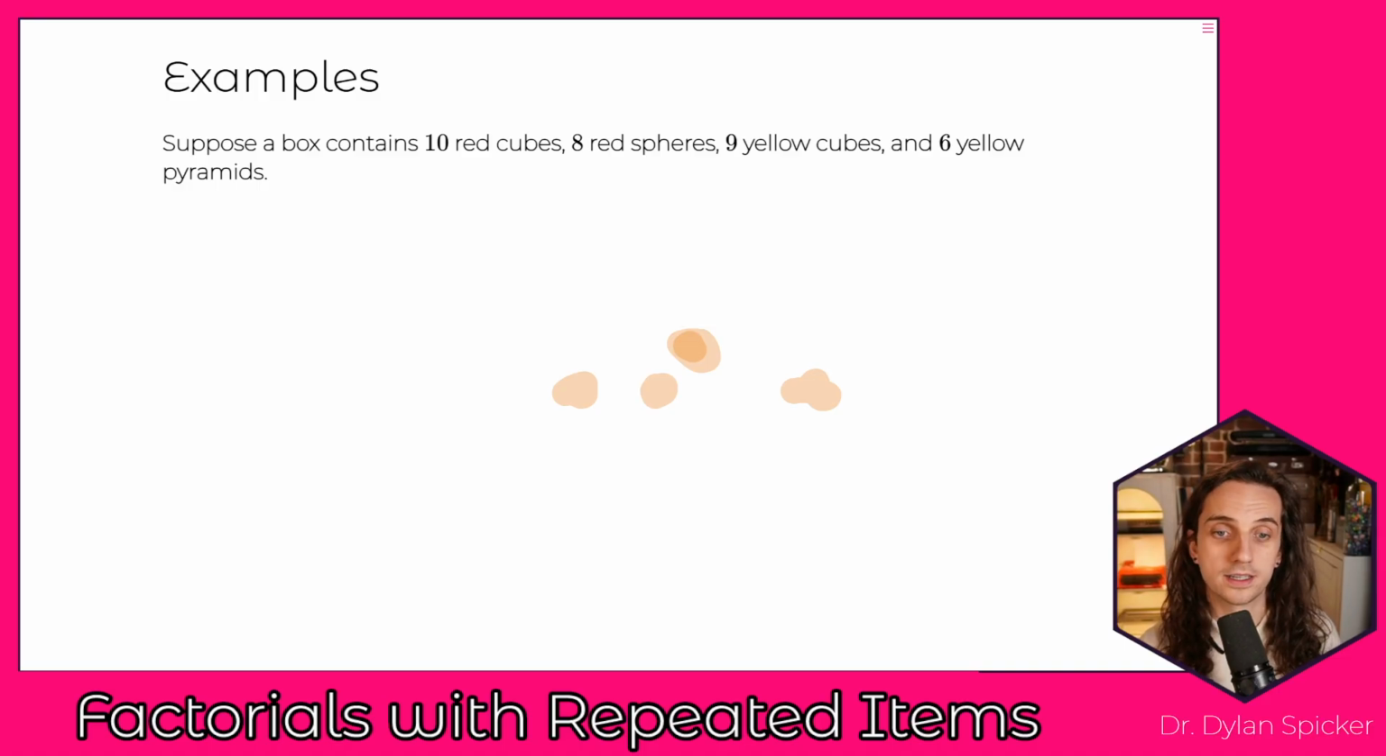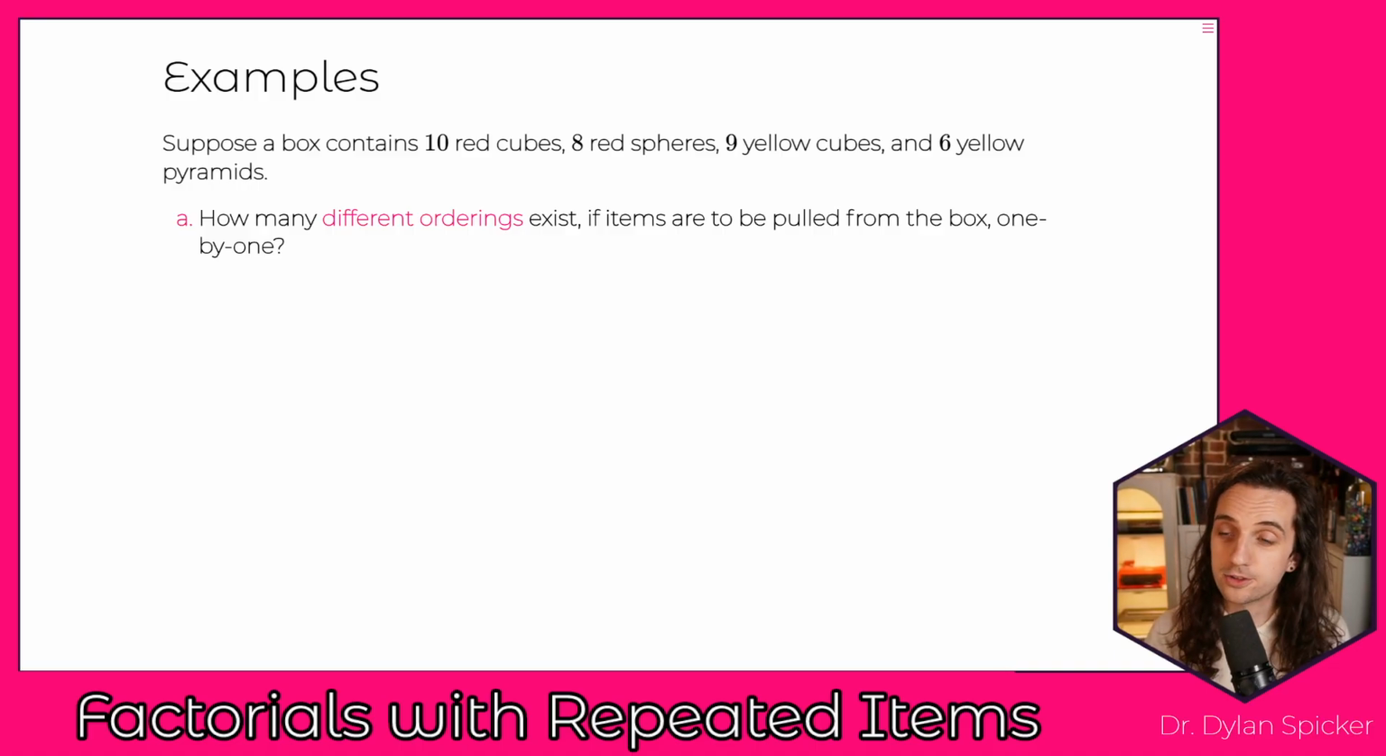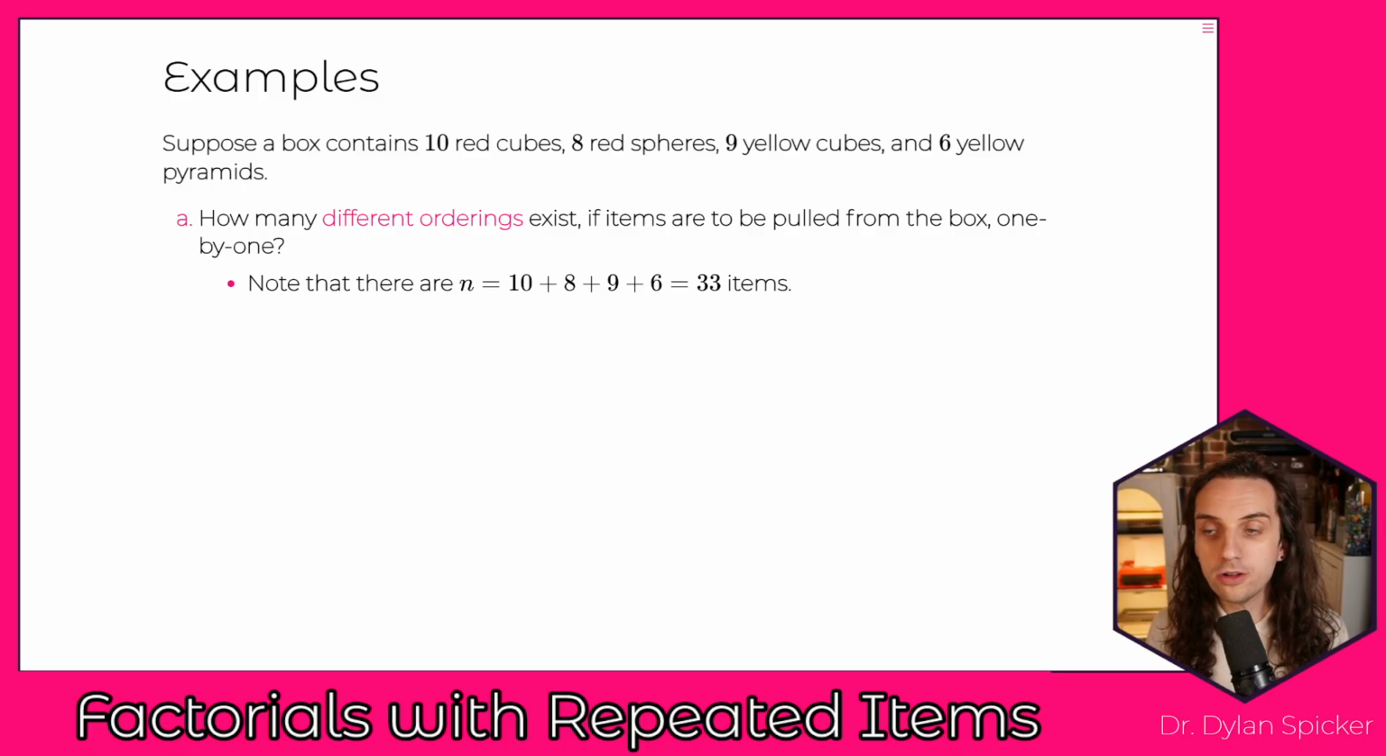Okay, so we can take a look at our example here. We have a box that contains 10 red cubes, 8 red spheres, 9 yellow cubes, and 6 yellow pyramids. And we want to know how many different orderings exist if the items are to be pulled from the box one by one. So we're going to pull out all of the items and write down what order they come in. The first thing to note is that there are a total of 33 items. If you take 10 plus 8 plus 9 plus 6, that gives you 33. So in theory, if all of the objects were differentiable, we should have 33 factorial total orderings of these.